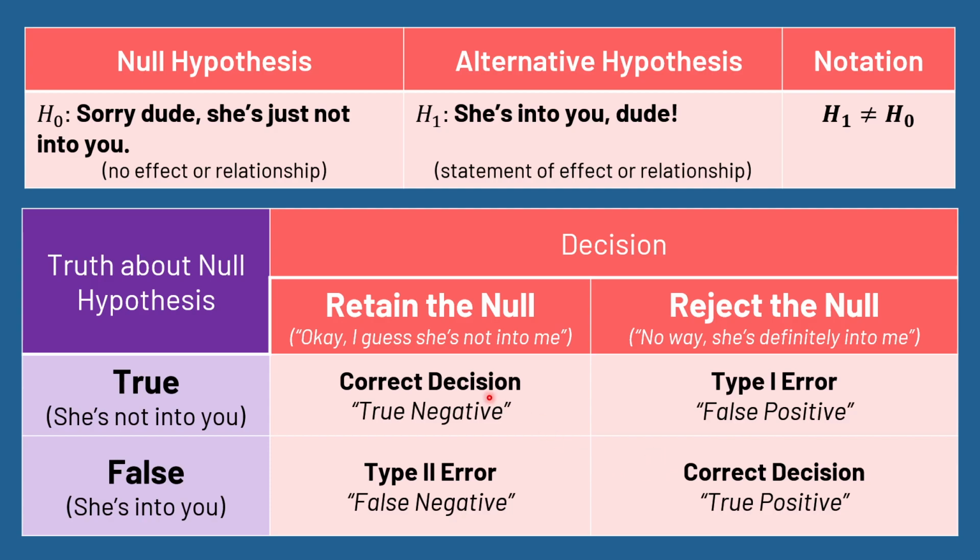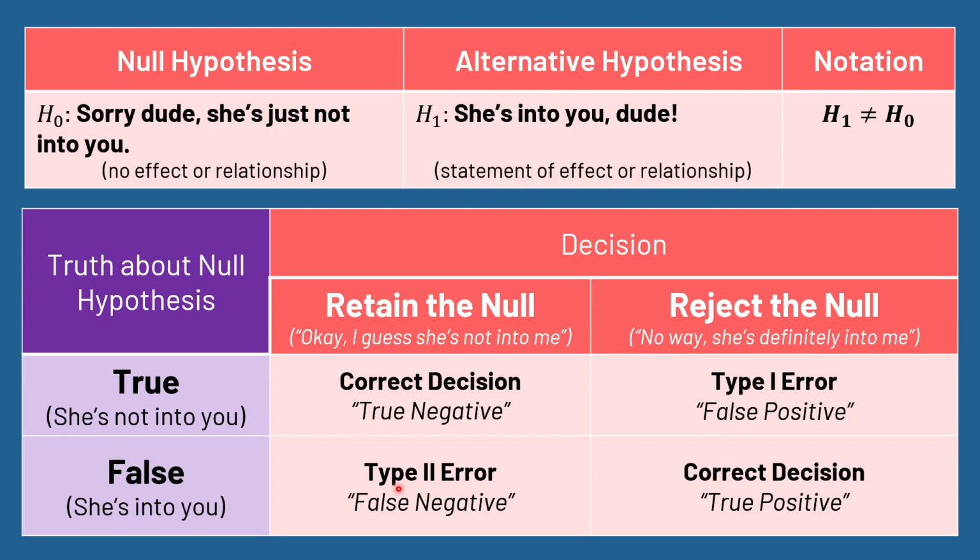However, I can be wrong in either circumstance too. For one, I could read too far into things and say she's definitely into me, but in reality she's not. I've made this mistake before. That's what we call a false positive, or in statistical terms, a type 1 error. I think there's something there, I think there's an effect when there actually isn't. In other words, leaning towards the alternative hypothesis when you should have leaned towards the null hypothesis. So that's one possible outcome.